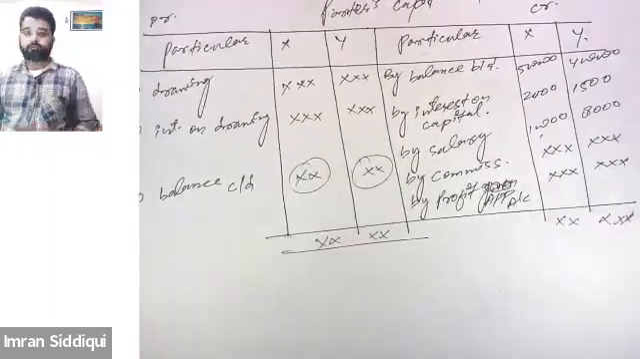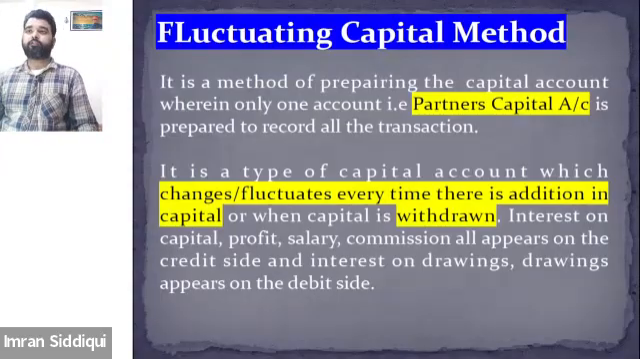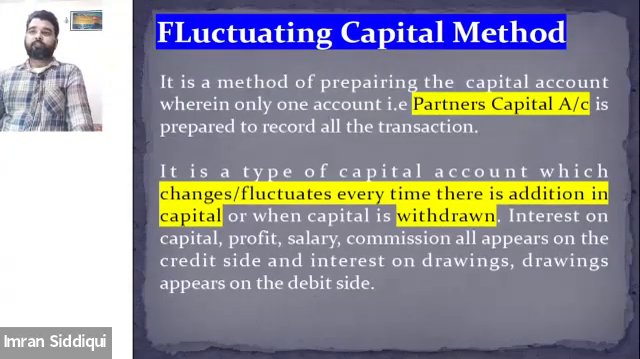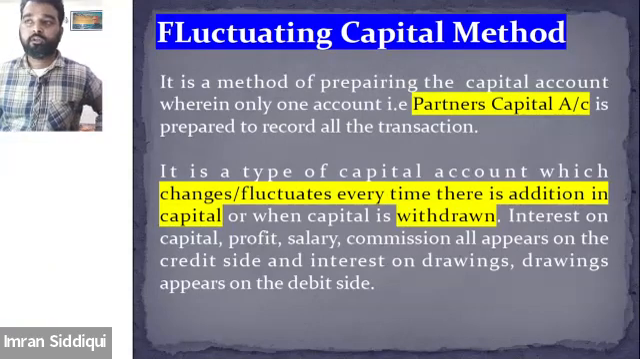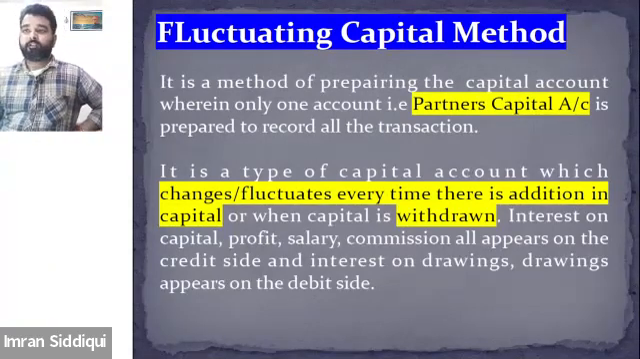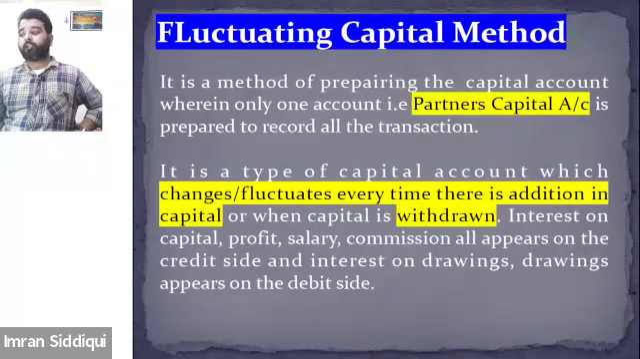Okay, so this is the definition of the fluctuating capital method. It says that it is a method of preparing the capital account wherein only one account, that is partner's capital account, is prepared to record all the transaction. All right, so it is a type of capital account which changes or fluctuates every time there is addition in capital or when capital is withdrawn. So any transaction when it is recorded on the partner's capital account, it will affect the capital balance of the partners, right? So therefore, it is called fluctuating capital method.